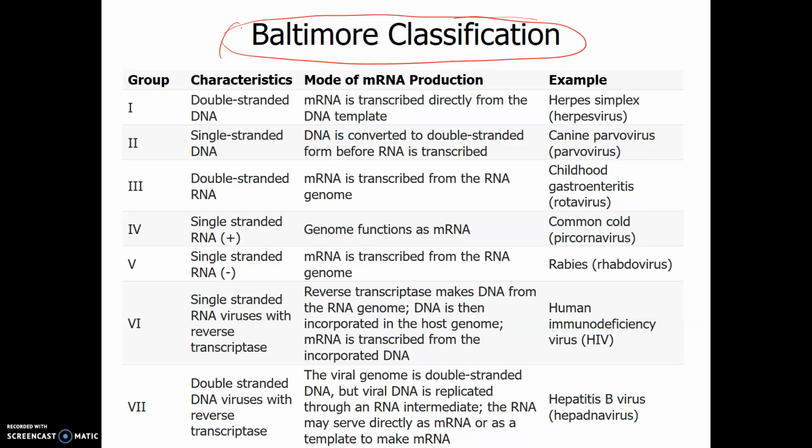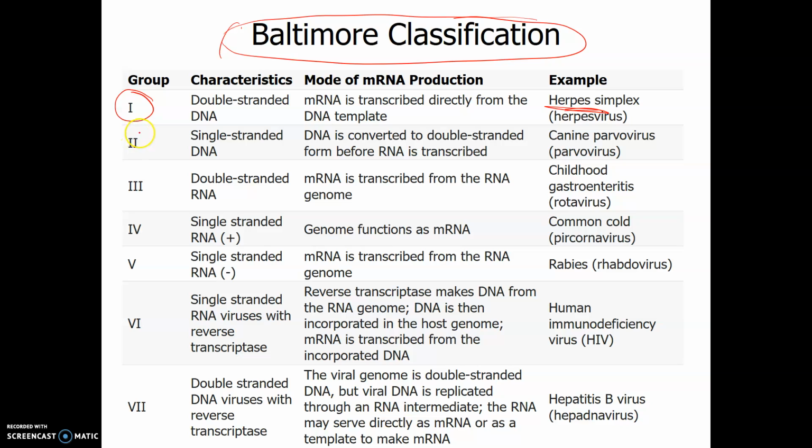So we have group 1, which has double-stranded DNA. Easy to understand because this is identical to what we learned in Bio 111. The DNA is transcribed into messenger RNA, and the messenger RNA is translated into protein. So herpes simplex viruses, the herpes viruses, are examples of group 1.